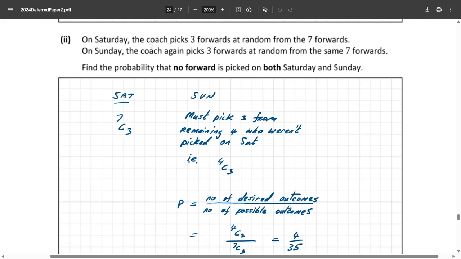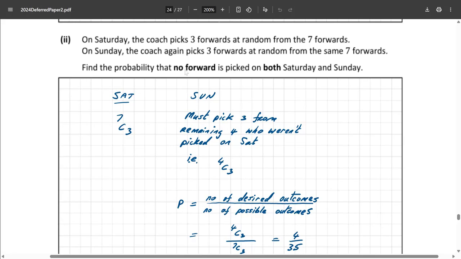So on Saturday, you pick 3 forwards from 7. So we've already done that. The number of combinations of players you can get on Saturday is 7C3. And on Sunday, it's a bit different because what you do is you pick 3 from the remaining 4. If you think about the 3 that you picked on Saturday, you must pick from the 4 remaining players. So there's 4 remaining players, and on Sunday, your choice is down to 3 out of those 4.